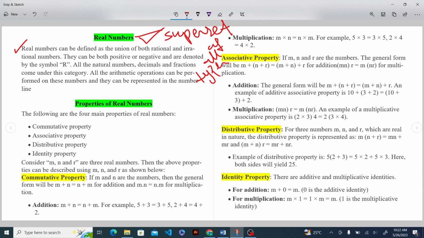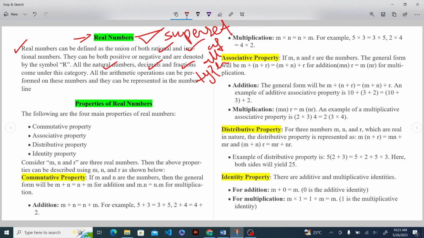As they have mentioned here, natural numbers, decimals, fractions, rational, irrational, integers, whole numbers, all the numbers are included in what? Real numbers. So these are the real numbers. It is really easy to understand what the real numbers are.